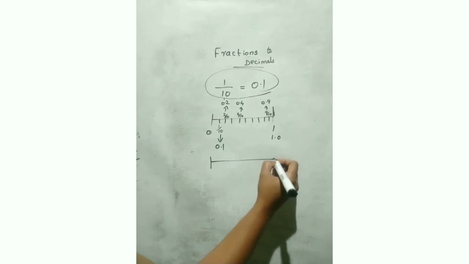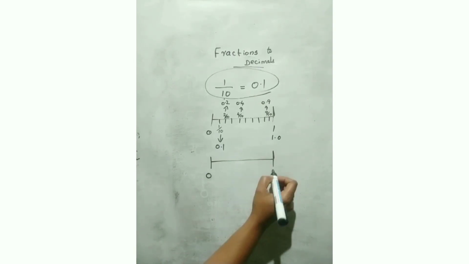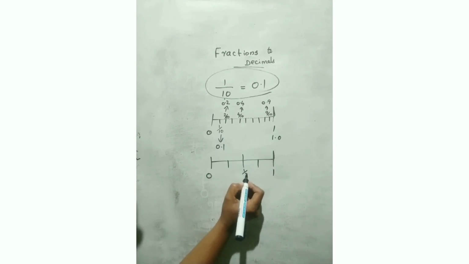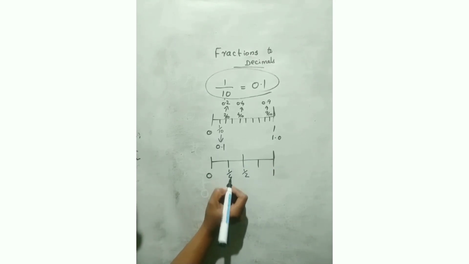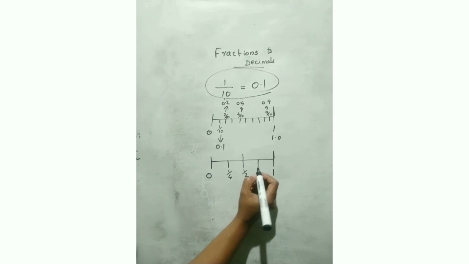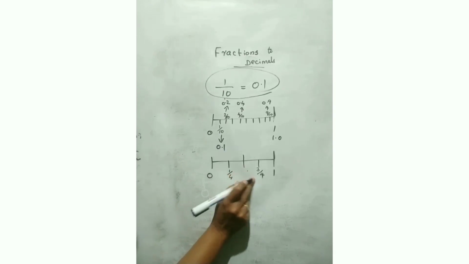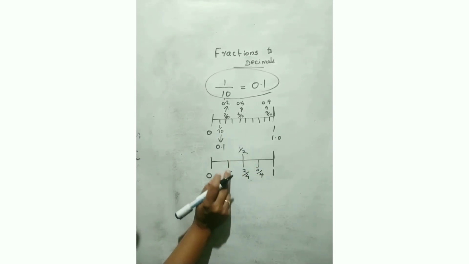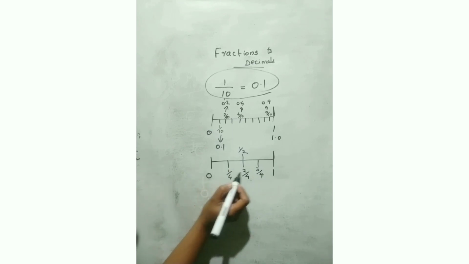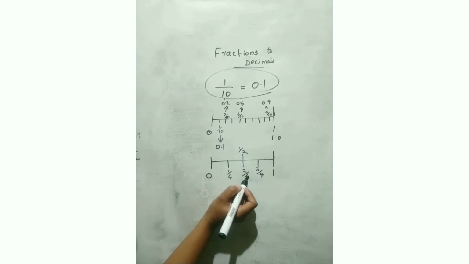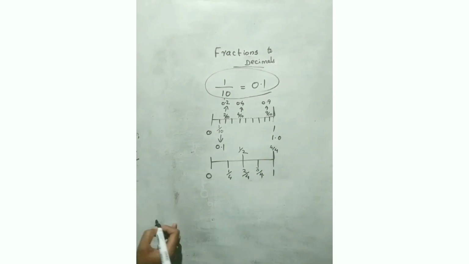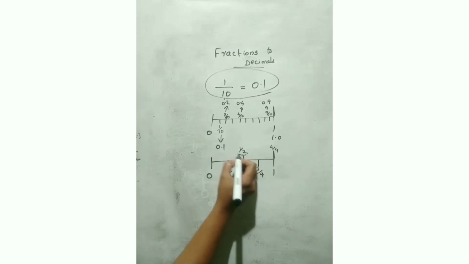Also, here 0 and 1. This we know this is half, this is quarter, and this we can write it as 3 on 4. Okay, this we can write 2 on 4. This will be half. Okay, then here quarter, then 2 on 4, 3 on 4. Here will be 4 on 4. Okay, so we know that this is half.